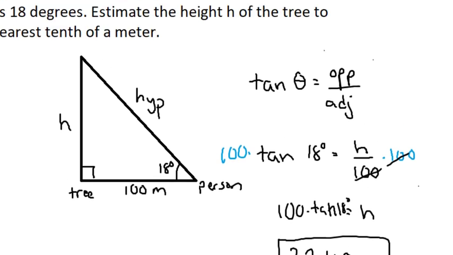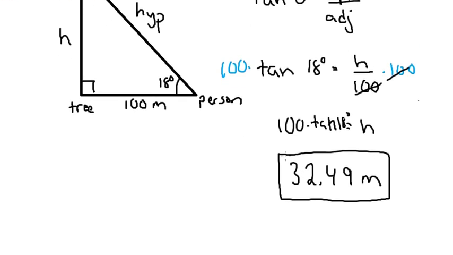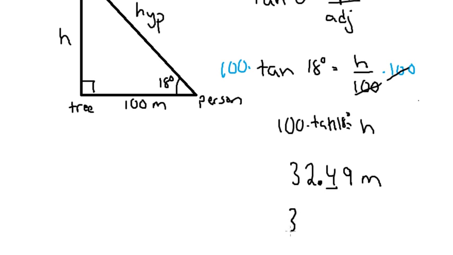Did it say to round? Yeah, round to the nearest tenth of a meter. So rounding to the nearest tenth would actually be rounding to the 4, because that's the tenth place. The number to the right of it is a 9, which is greater than 5, so we would round it up to 32.5 meters. Final answer.